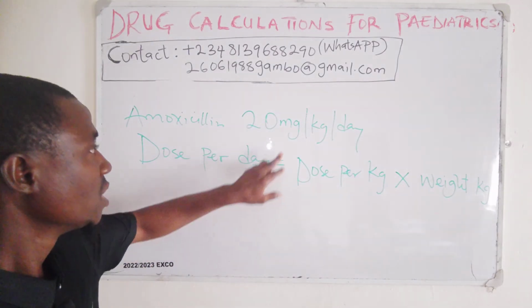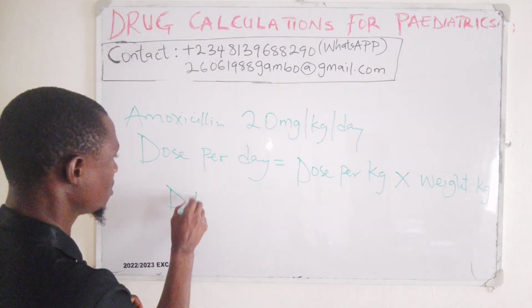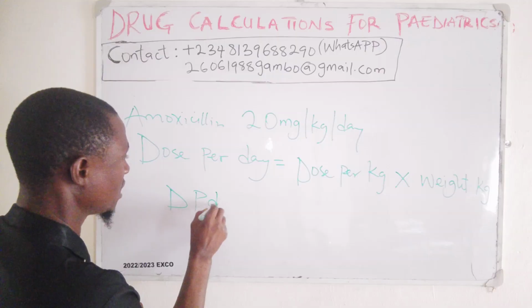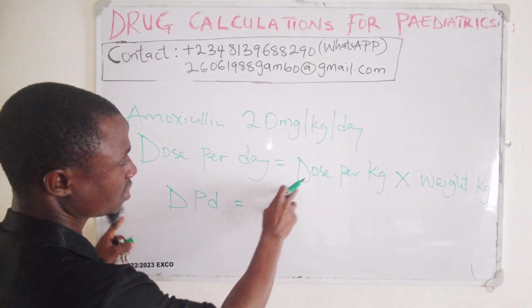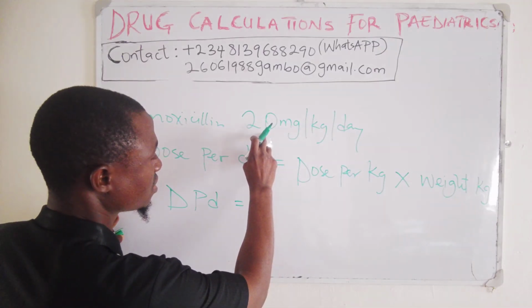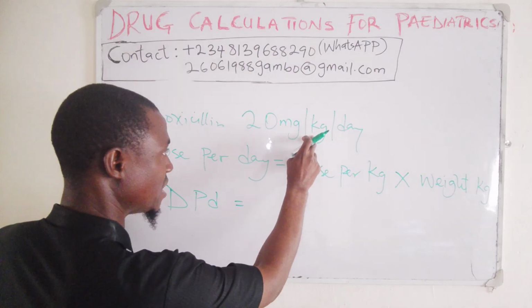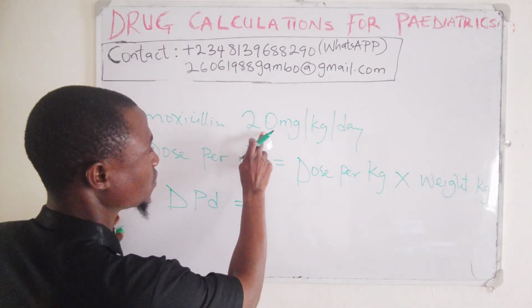Now, this is the order. So what does this mean? So dose per day, let me shorten it as dose per day, something like this. So this will be dose per kilogram. Now you can see, this is what the prescription says, 20 milligrams per kg. So our dose per kg will now be what?